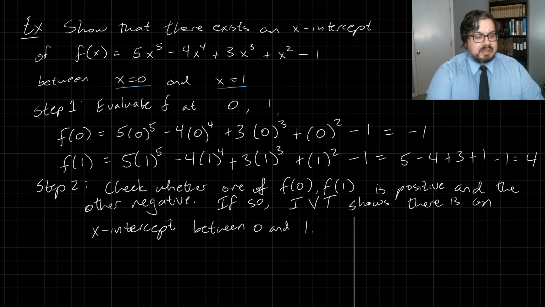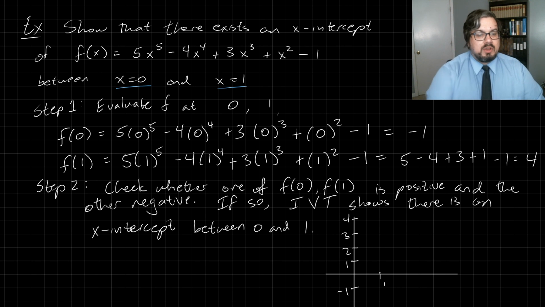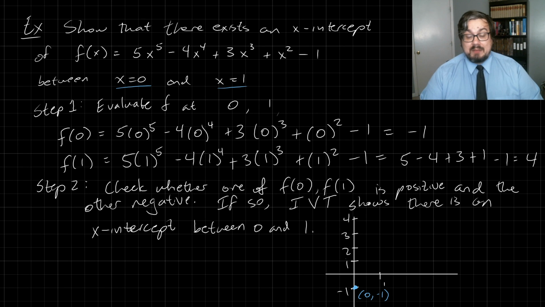Oh, I didn't sketch that in very nicely. Go like that. Go -1. Actually, let me do -1 like this. 1, 2, 3, 4. So what we calculated in step 1 is that f of 0 is -1. That means that the point 0, -1 is on the graph of this function. Also, the point 1, 4 is on the graph of this function because f of 1 is 4.